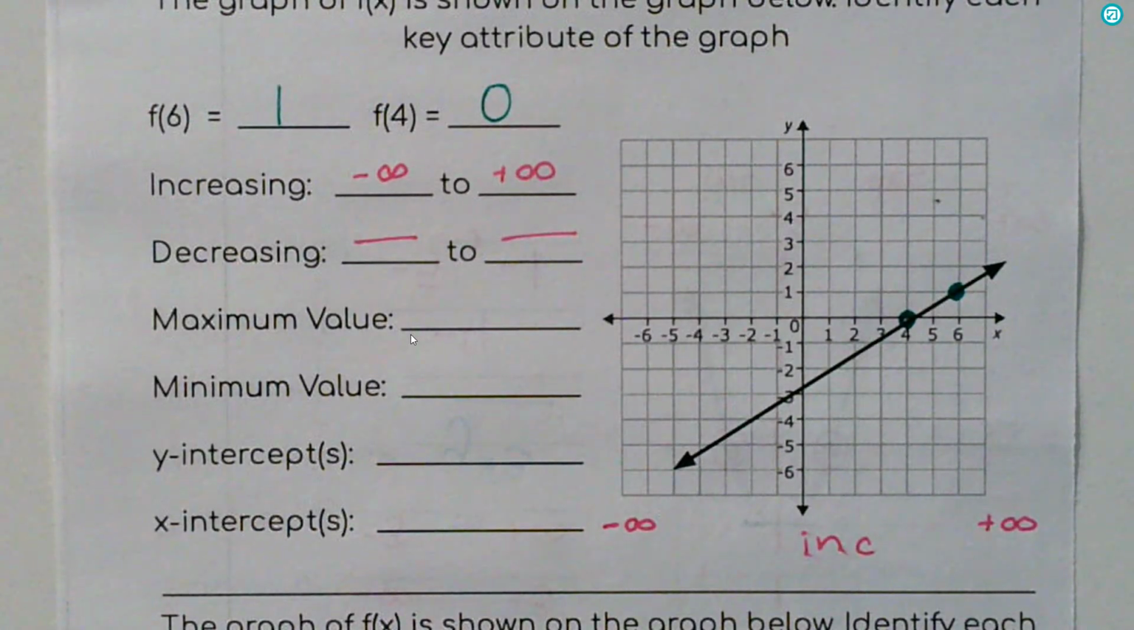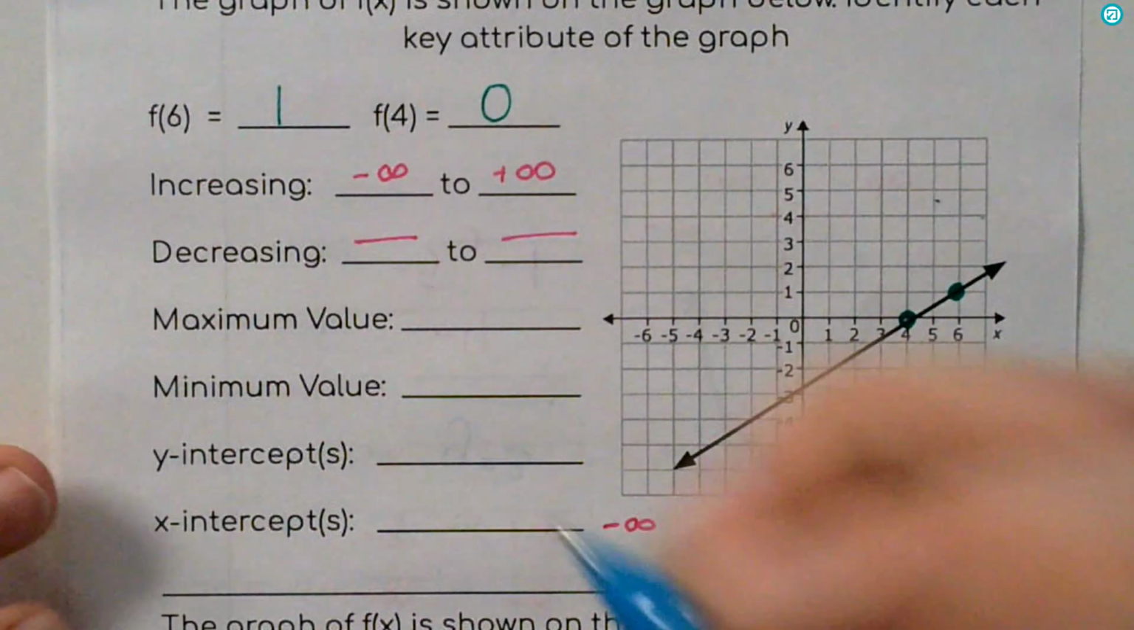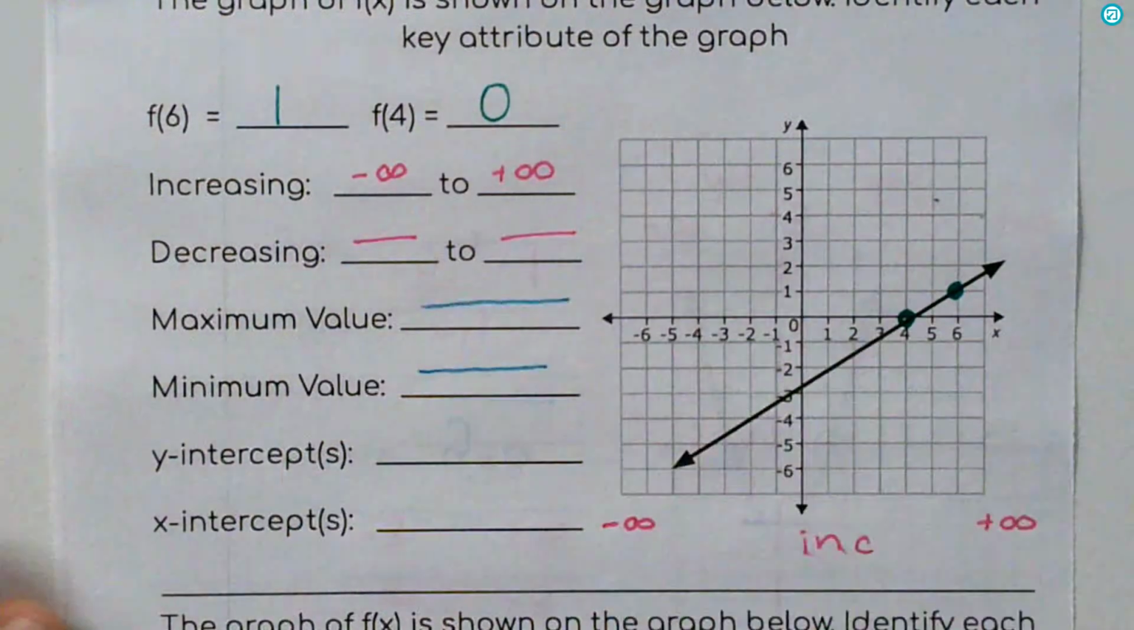And make sure anytime you don't have an answer, you mark it off, so we can tell you acknowledge that there's not that thing, not that you skipped it. So just mark it off. Since this one is always increasing, it doesn't have one set high point or one set low point. So you can mark off both maximum and minimum.